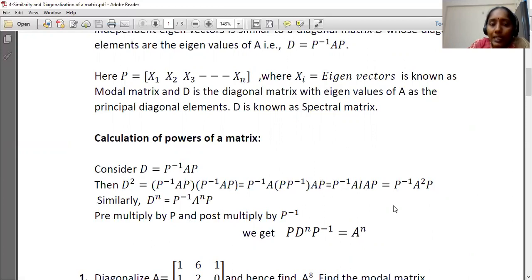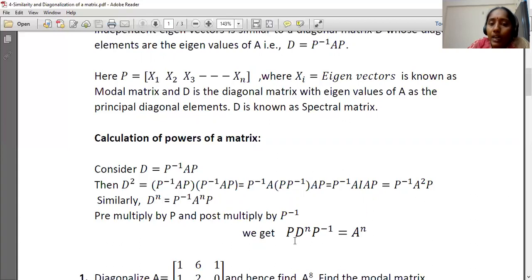If we continue like this, D cube, D power 4 and so on, then we will get D power n as P inverse A power n into P. Pre-multiply by P and post-multiply by P inverse, and we get P D power n P inverse equals A power n. If we want to find A power n, or the 100th power of the matrix, just pre-multiply with P and post-multiply with P inverse for the matrix D power n.